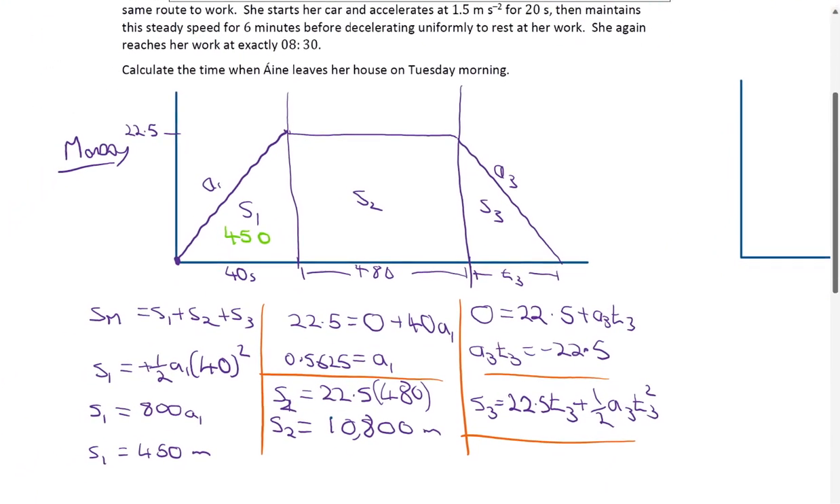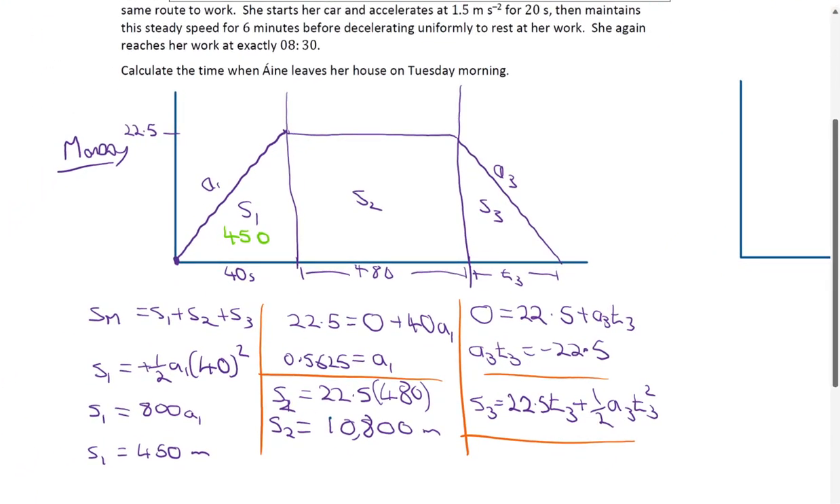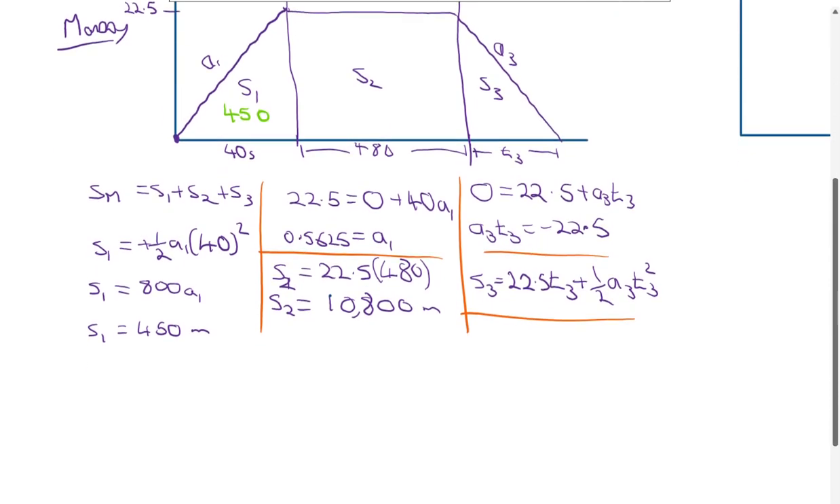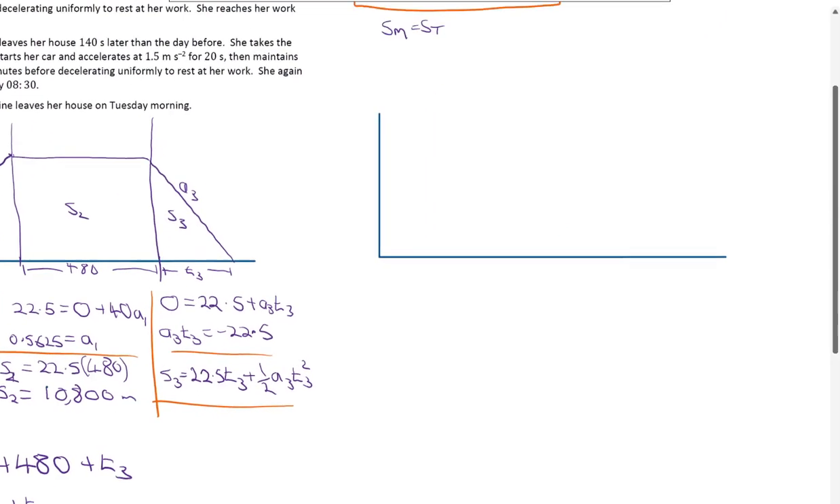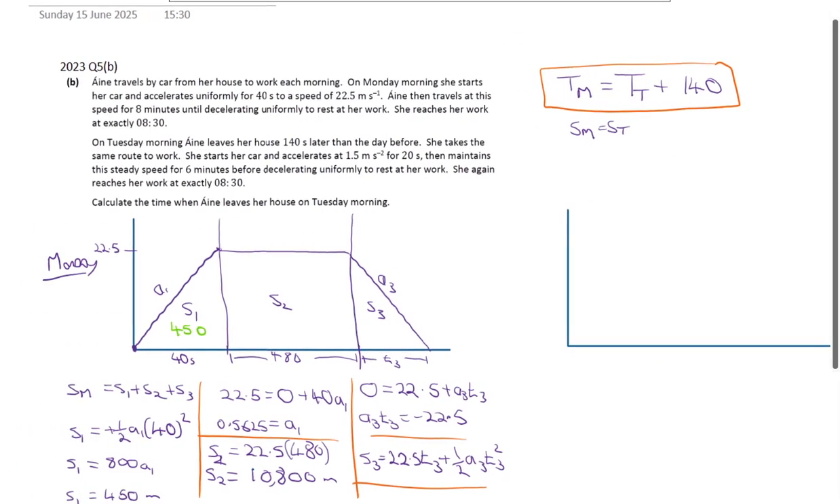And what is Tm? Tm is T1 plus T2 plus T3. Okay, so I'll just write that down. So the time on Monday is 40 plus 480 plus T3. Okay, so hopefully that's going to be useful for us. So that's 520 plus T3. Right, so I know I've jumped around there, but that is the nature of this beast, that we're going to be jumping back and forth when we spot things.